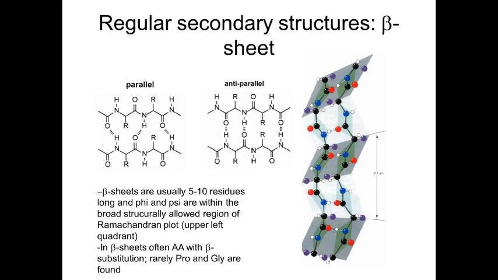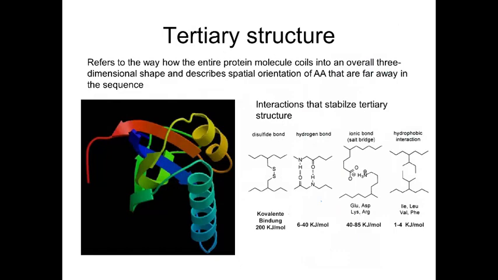The beta sheets are usually 5 to 10 residues long, and phi and psi are within the broad structurally allowed region of the Ramachandran plot. That's the upper left quadrant. In the beta sheet, the amino acids that you often find are the ones with beta substitution. Rarely are proline and glycine found within the beta sheets.